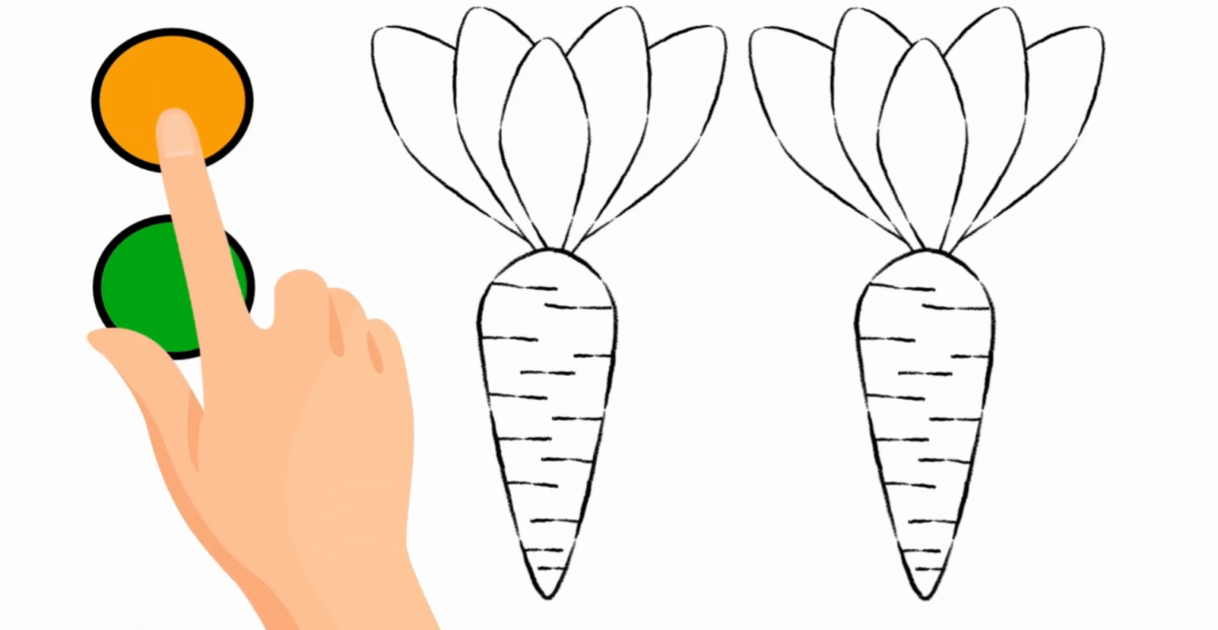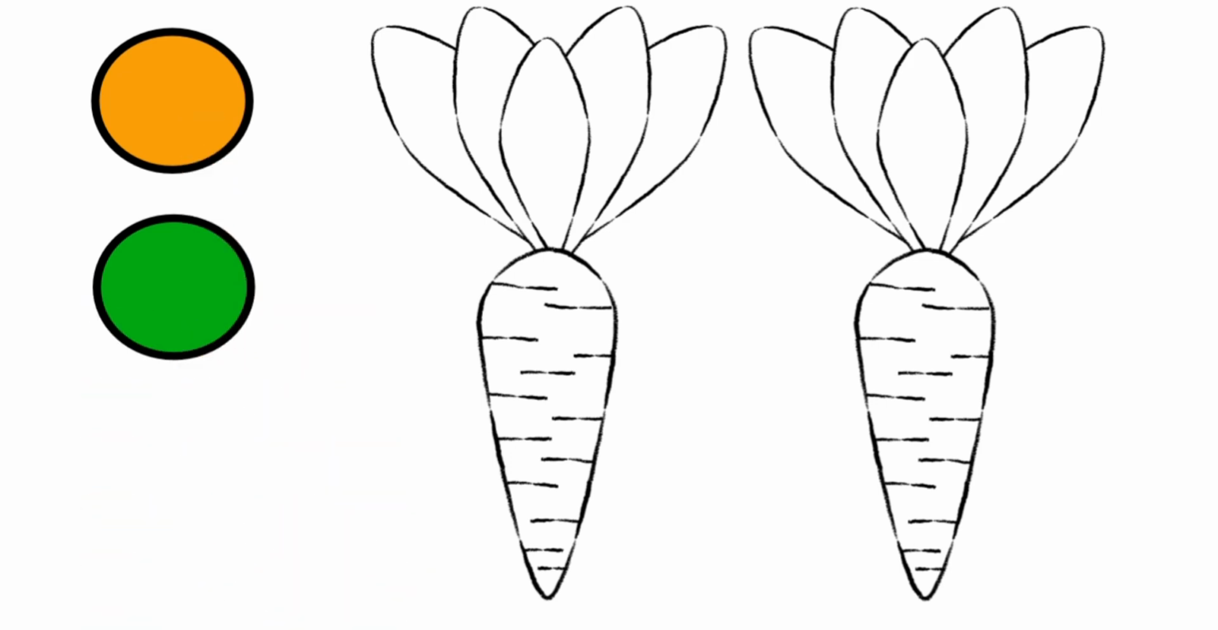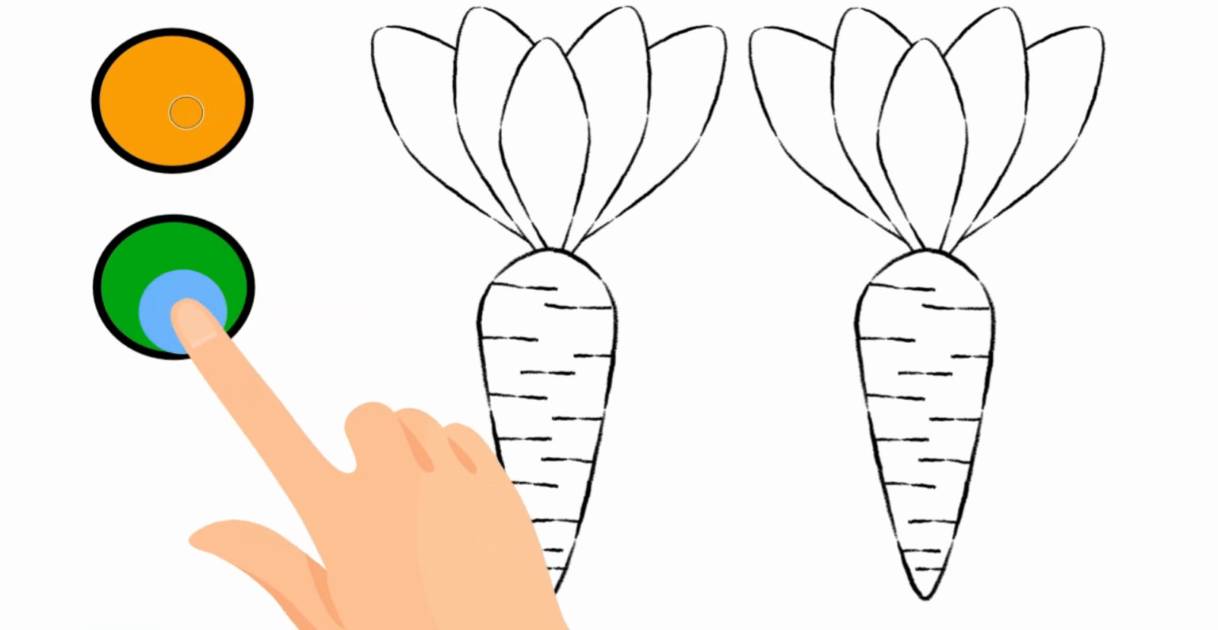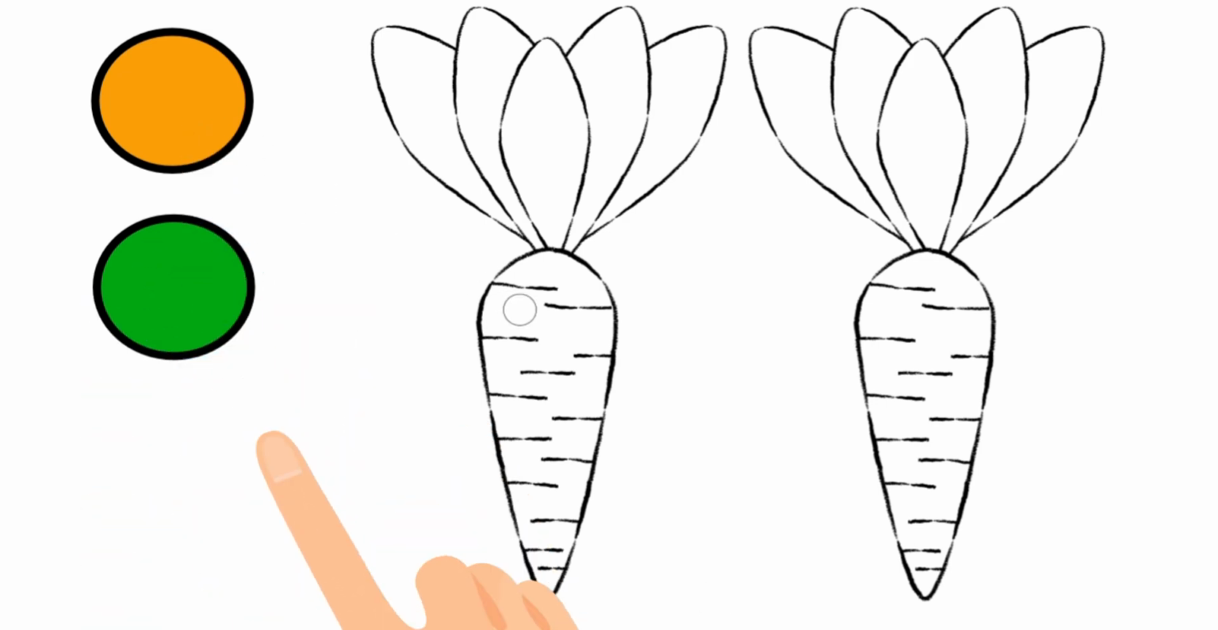This is orange. This is green. I'm drawing with orange. Orange. I'm drawing with orange. Orange.